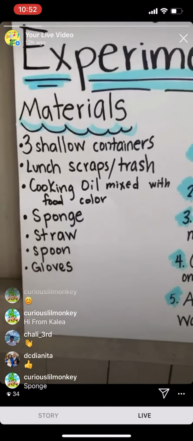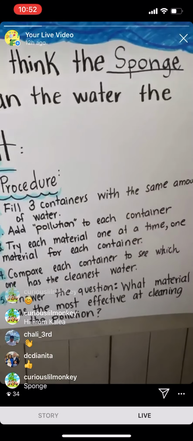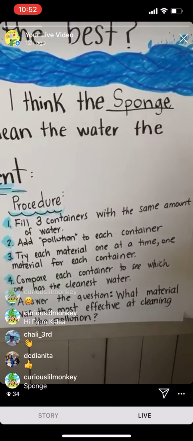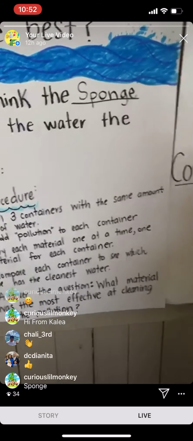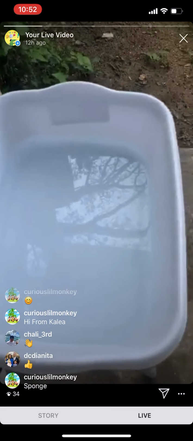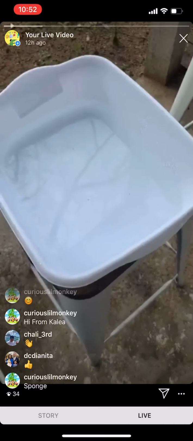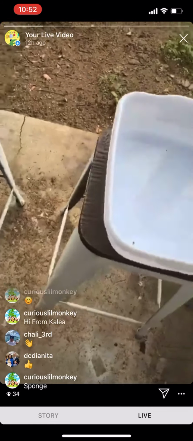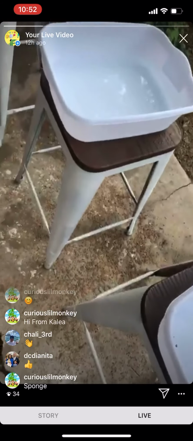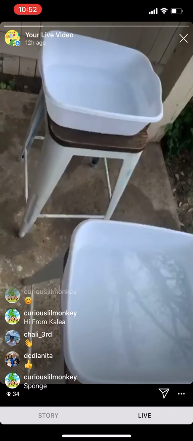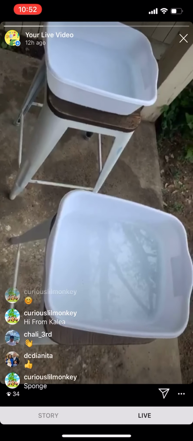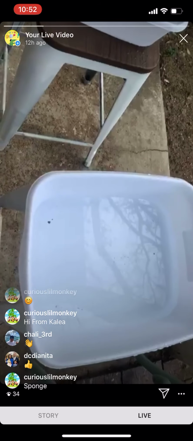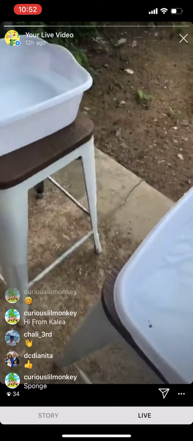Okay, and here's our procedure. These are the steps in order to conduct the experiment. First, we're going to fill three containers with the same amount of water. These are my three containers. The containers are exactly the same size, and they have the exact same amount of water. That's important in an experiment. This is called the control. We want to keep these things the same. There's only one variable. The variable is the material we're going to use. Everything else will be exactly the same. Okay, that's our first step.